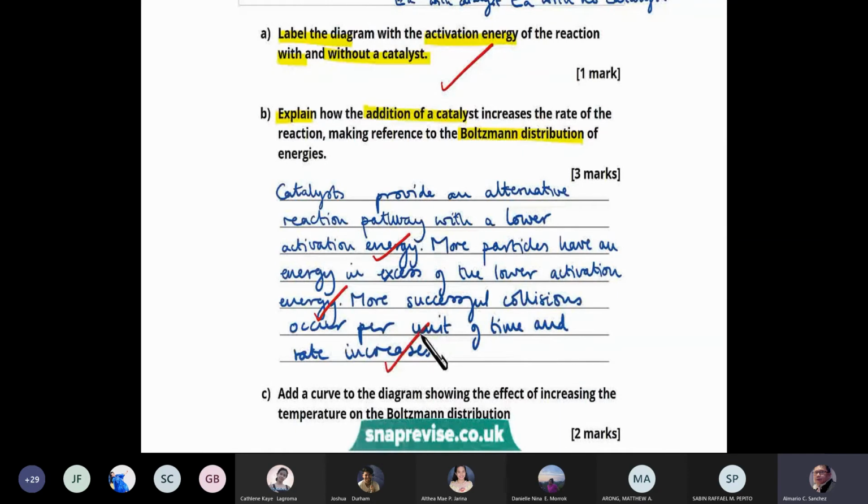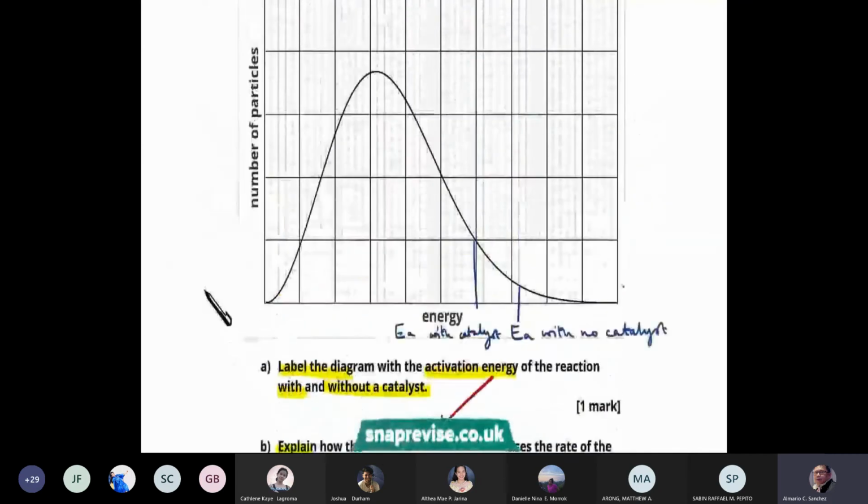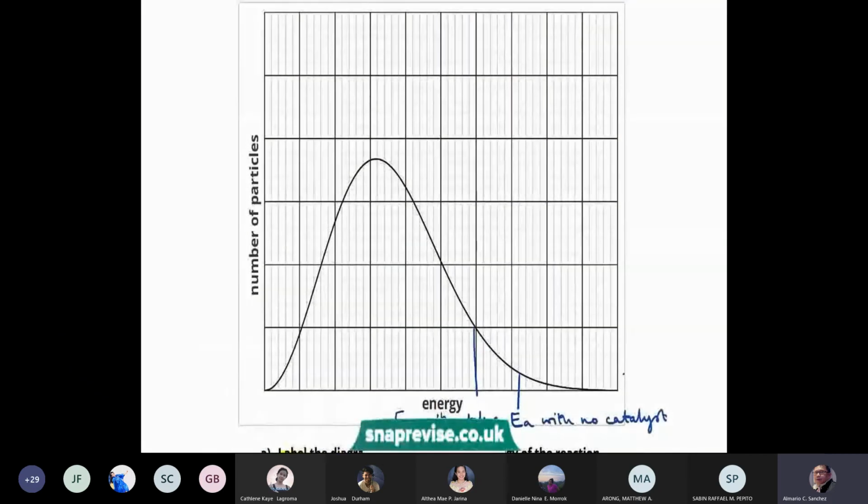In part C, we're asked to add a curve to the diagram above, showing the effect of increasing the temperature on the Boltzmann distribution. Well, we know that when we increase the temperature, we increase the rate of reaction. And if we have a think about the curve we're going to draw, what we need is something with the same area, because it's the same number of particles, but with a lower peak. So let's take a look at how we're going to draw that curve and why.